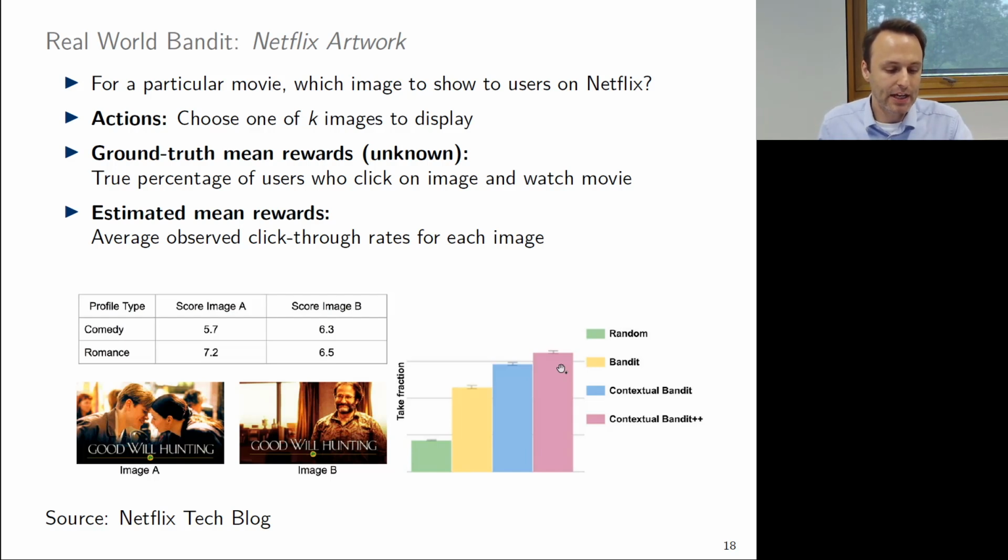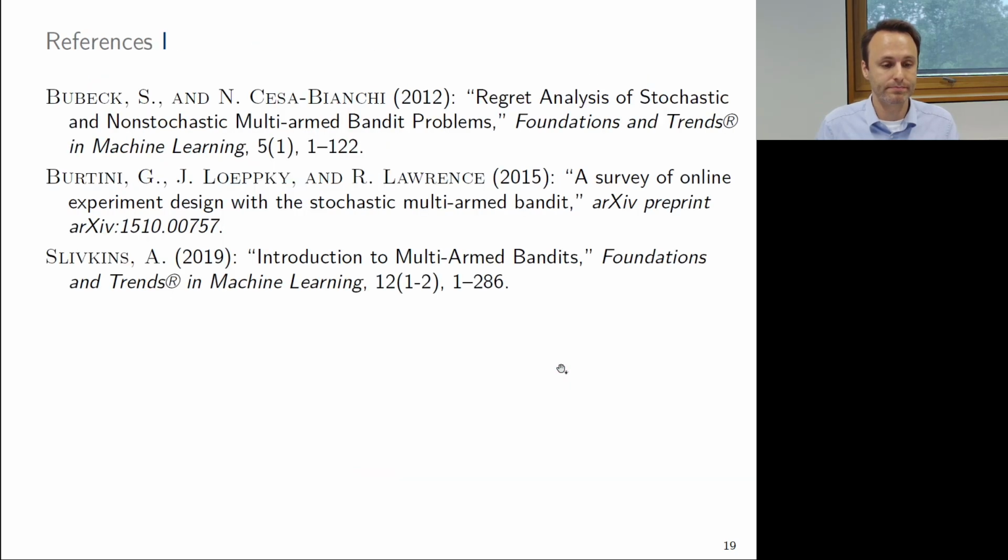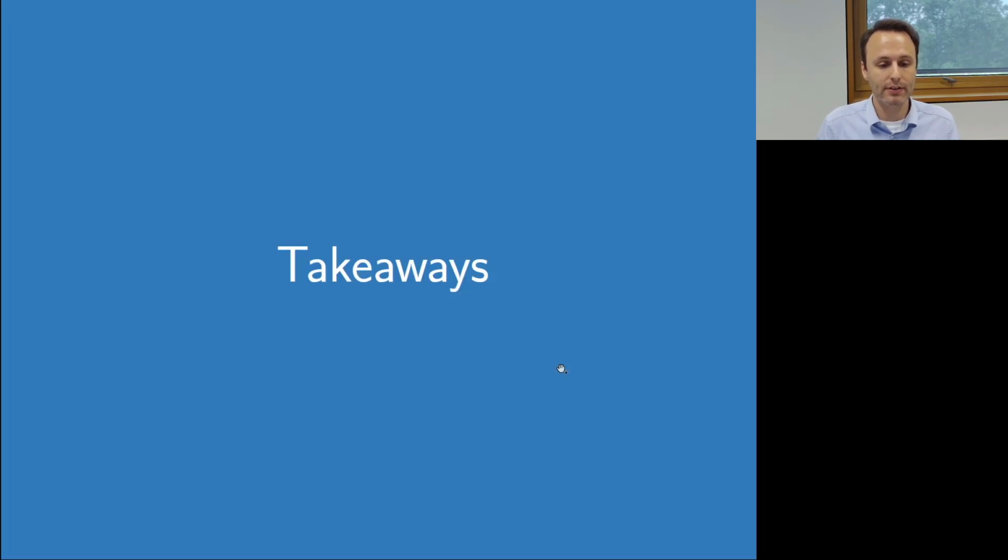And here you see image A and image B. And if you randomly show these kinds of images, well, then you get a take fraction, which is the measure of success. But if you use bandits, or even contextual bandits, you get a higher take fraction. So here are some more references.